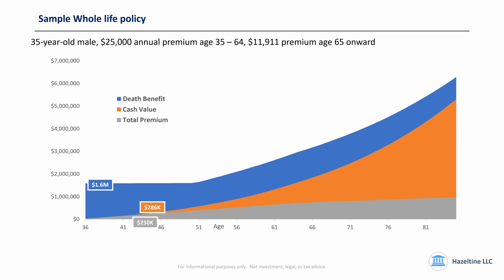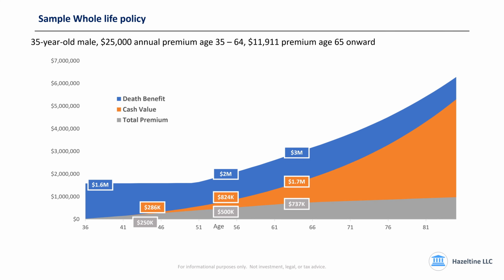By age 45, so 10 years into the policy, we've paid $250,000 in premiums into the policy. We already have $286,000 of cash value in the policy. So we have more cash in the policy than premiums we have paid in. So this is effectively a policy that more than pays for itself. 10 years later, at age 55, we've paid $500,000 in premiums into the policy. We now have $824,000 of cash value and a $2 million permanent death benefit. Because we're being paid interest and dividends, our cash value and our death benefit grow over time. This is a growing asset.